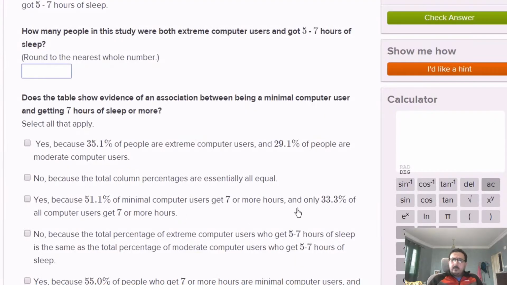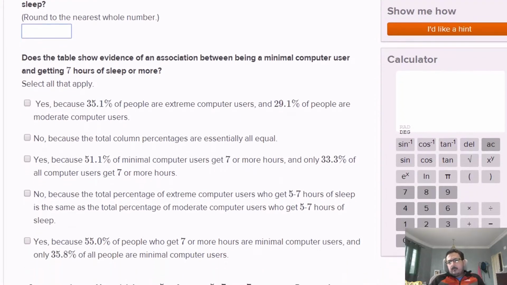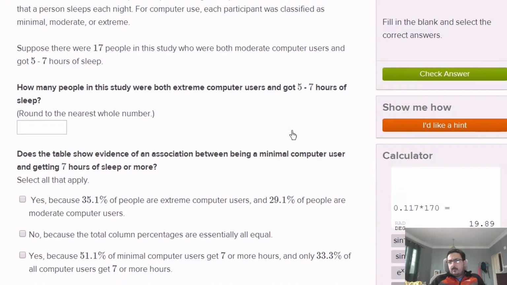So let's go back over here. We actually have a little calculator tool here. So it's 11.7%, which is 0.117 times 170. Let me make sure that you can see what I'm doing by scrolling over a little bit. 0.117 times 170 is equal to 19.89. So if we're rounding to the nearest whole number, that's going to be 20 people. Is that it?